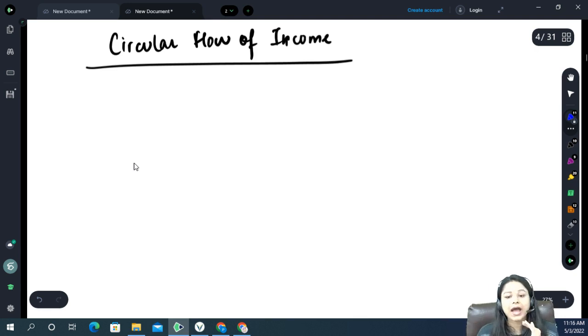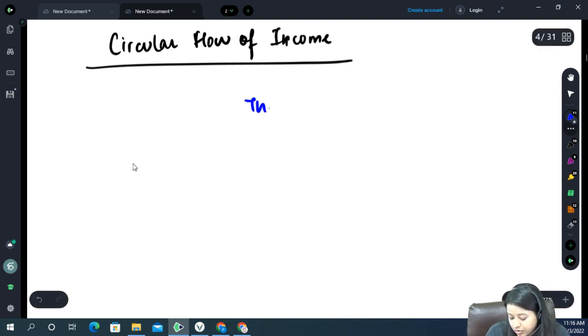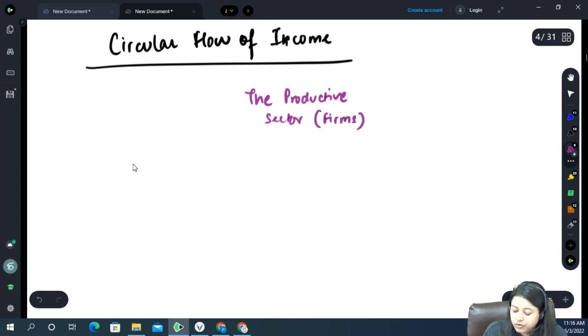Clear? As and when we move ahead, we'll keep adding different sectors to this circular flow. Firstly, today we'll be starting with just two basic sectors, producer and consumer. So maybe we can call this the productive sector, right? The productive sector, or the firms.